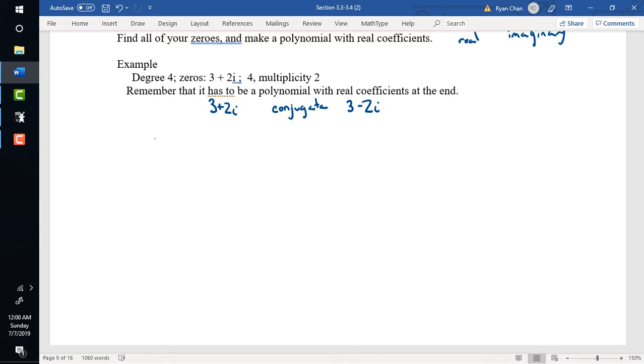So when I write this out, it's going to look like this. f of x is equal to x minus 4. Remember, we do the opposite of my solution. So my factor is the opposite sign of my solution. And since it's a multiplicity of 2, I put 2 on top here. Now, the second part I have is x minus parentheses 3 plus 2i and x minus parentheses 3 minus 2i here, okay, for the following.